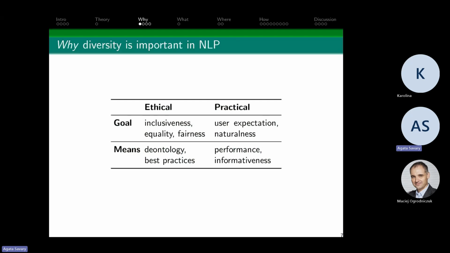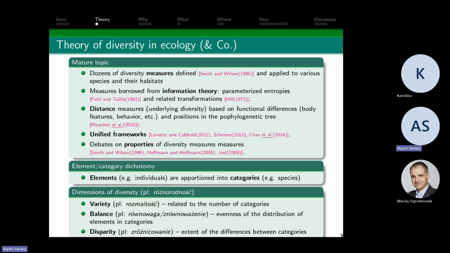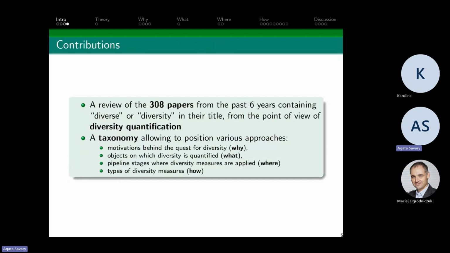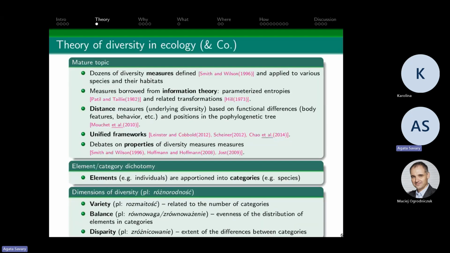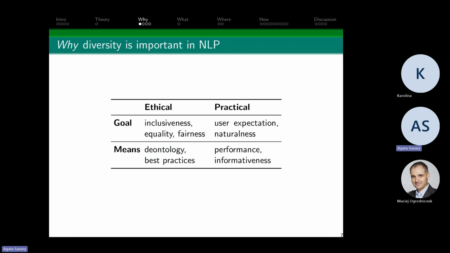And now I come to this taxonomy that we proposed, studying these 308 papers. It looks easy. It took us 2 years, 5 people reading these papers for 2 years, which is a lot of work. But here's what came out.